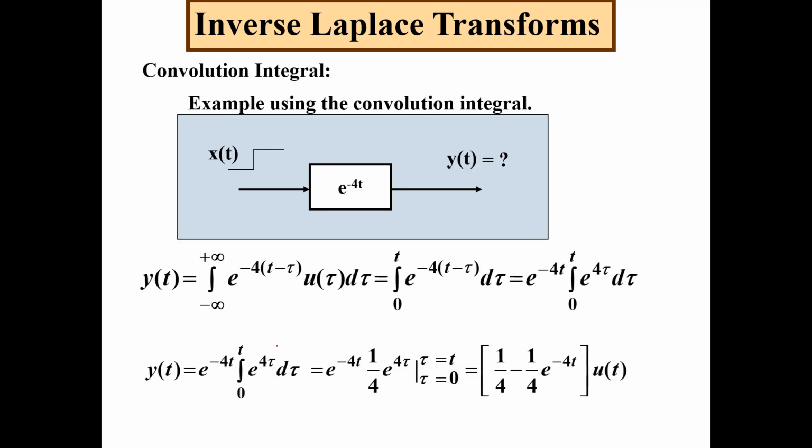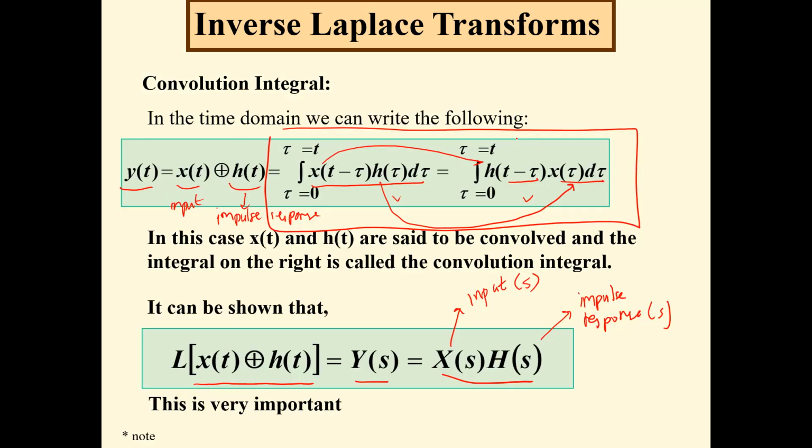Okay. For example, we have x(t) as the unit step, this is the unit step u(t) here, and then we have h(t), the impulse response e to the power of minus 4t, and what is the output y(t)? So how do we define y(t)? We can use the convolution integral like in this slide. Okay, so we can use this one.